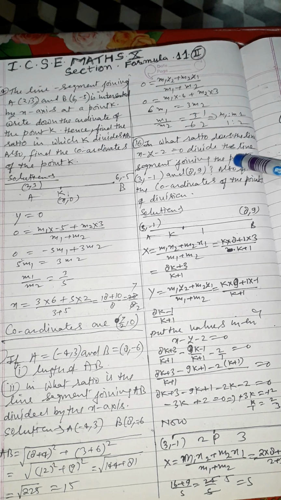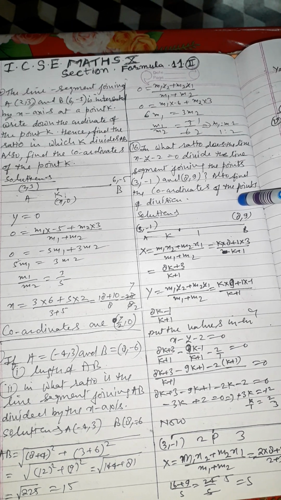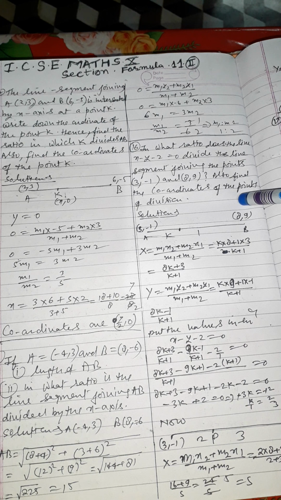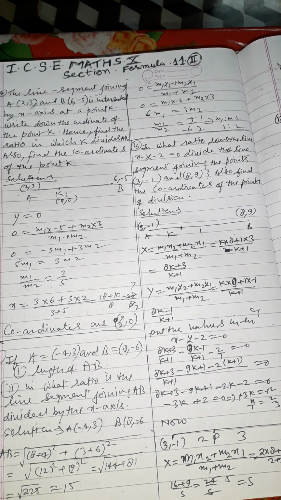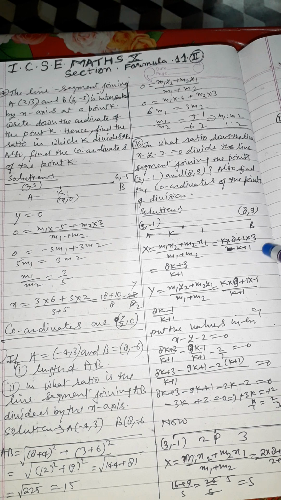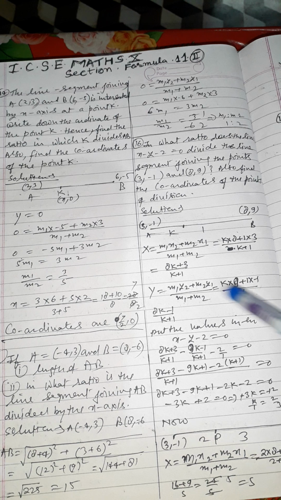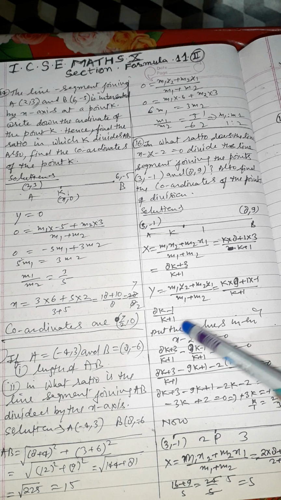In what ratio does the line x minus y minus 2 equal to 0 divide the line segment joining the points (3, minus 1) and (8, 9)? Also find the coordinates of the points of division. This is the line, this is the point, then x is equal to k into 8 plus 1 into 3 upon k plus 1. It is 8k plus 3 upon k plus 1. Y is equal to k into 9 plus 1 into minus 1 upon k plus 1. It is 9k minus 1 upon k plus 1.